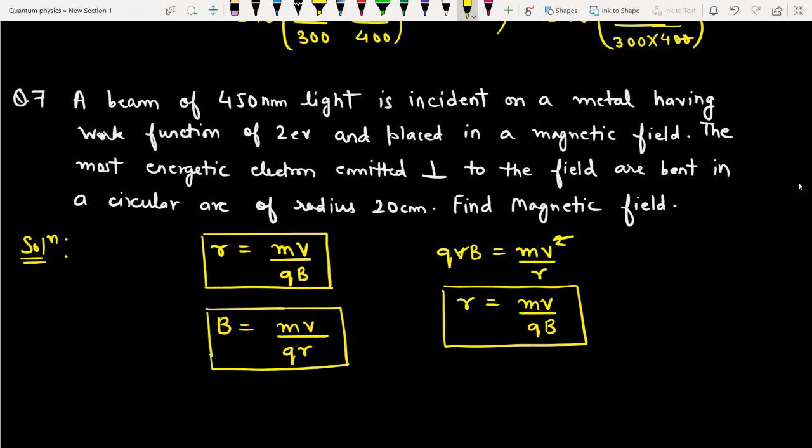The value of r is given to us already, 20 centimeters. So we have to compute this mv, the mass times velocity, which is nothing but the momentum. It should be clear to us that all the rest of the information provided, this lambda and this work function, will be used to calculate this mass times velocity, which is the momentum.